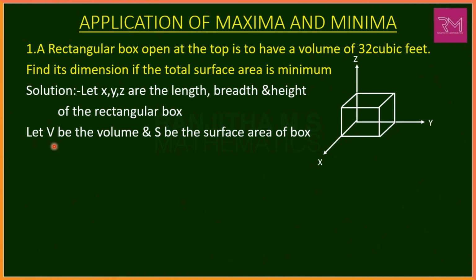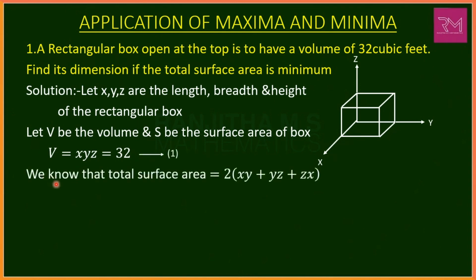We all know that the volume of the cube is given by v equals x into y into z. Here x, y, z are length, breadth and height. That is our volume. They have mentioned the volume of the rectangular box is 32 cubic feet. Hence we can take v equals x y z, which is equal to 32. This is our volume. Call this equation number 1.